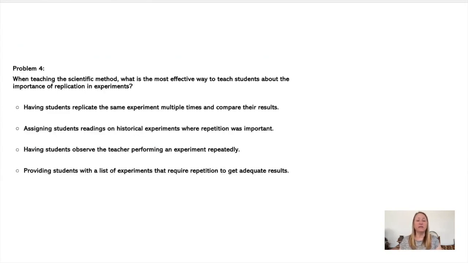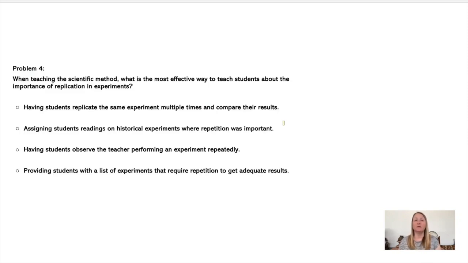When teaching the scientific method, what is the most effective way to teach students about the importance of replication in experiments? Having students replicate the same experiment multiple times and compare the results. Assigning students reading on historical experiments where repetition was important. Having students observe the teacher performing an experiment repeatedly. Providing students with a list of experiments that require repetition to get adequate results.